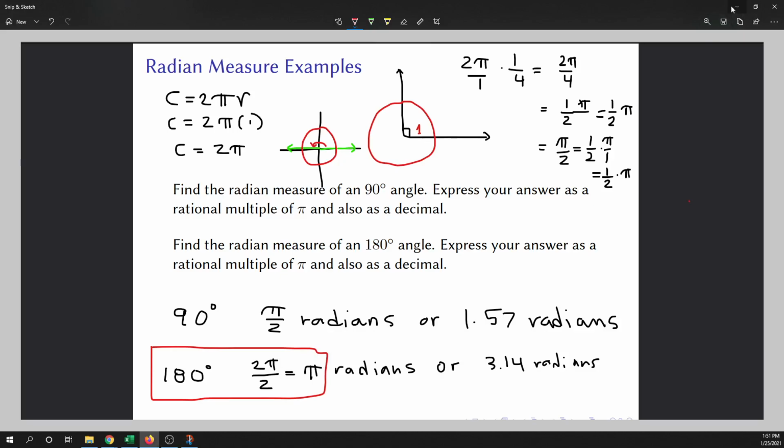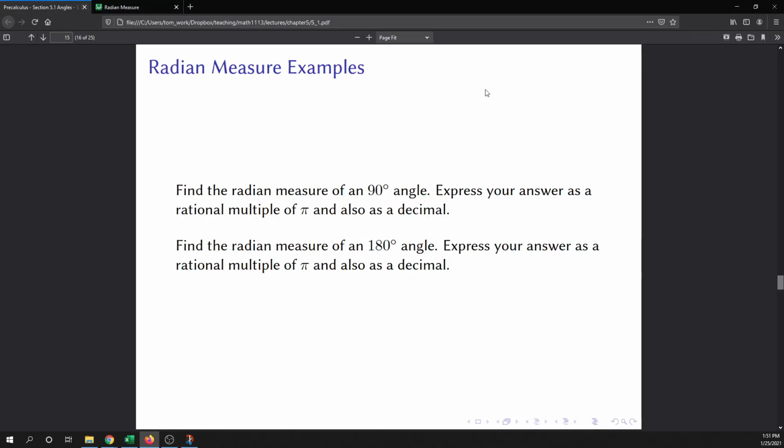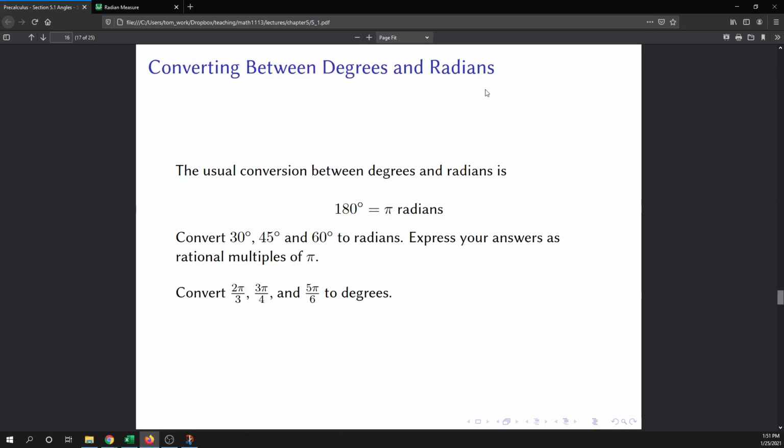All right. So let's see where that leaves us here. So here is the conversion between degrees and radians. The usual conversion that you use is 180 degrees equals pi radians. Okay. And so I'm going to cut this video off here, and then in the next video, we're going to work through making these conversions.